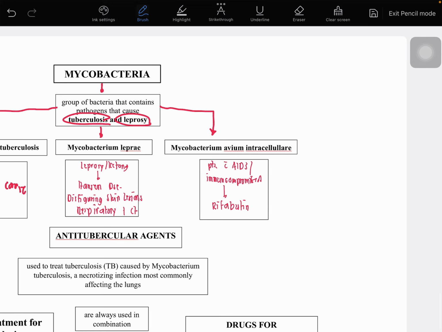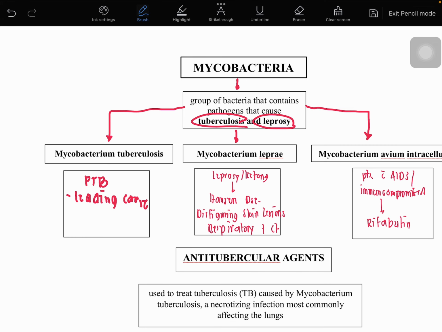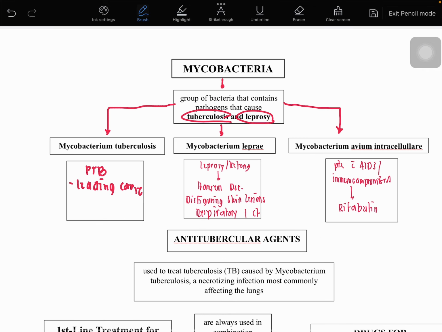Ngayon, ulitin natin ang ating mycobacteria. These are just a group of bacteria that contains your pathogens that cause your tuberculosis and leprosy. Anong tatlong agent na yun? We have your Mycobacterium tuberculosis, we have your Mycobacterium leprae, and your Mycobacterium avium intracellulare. So yung MTB natin, this is the causative agent for your pulmonary tuberculosis, and your TB is actually the leading cause of death from infectious diseases in the world.